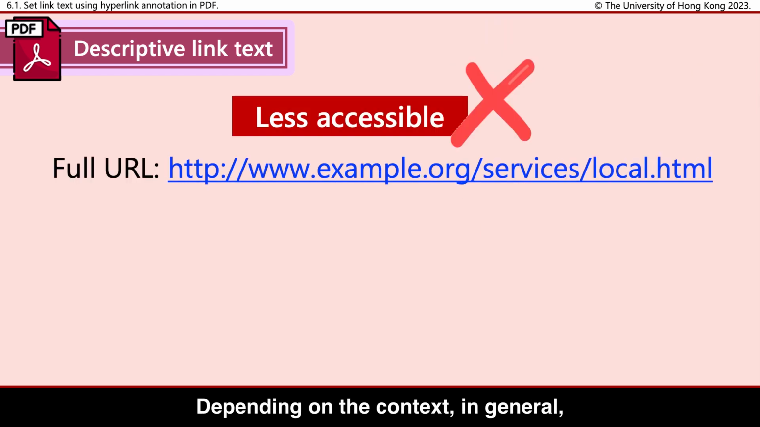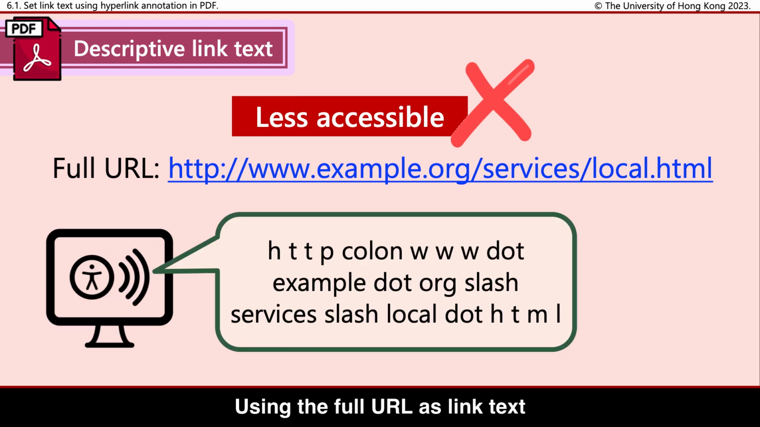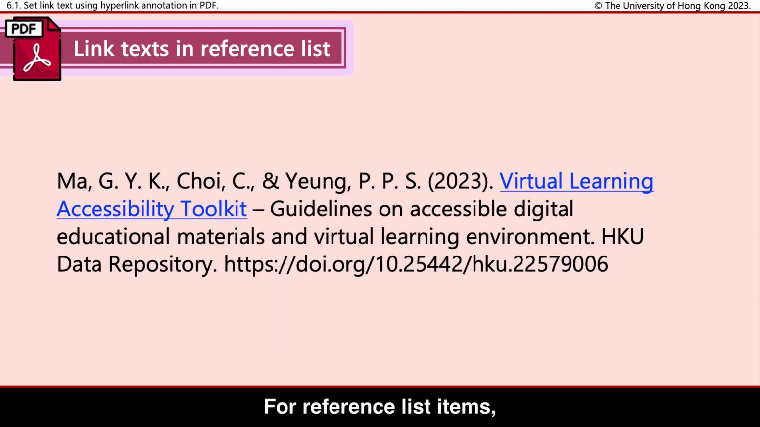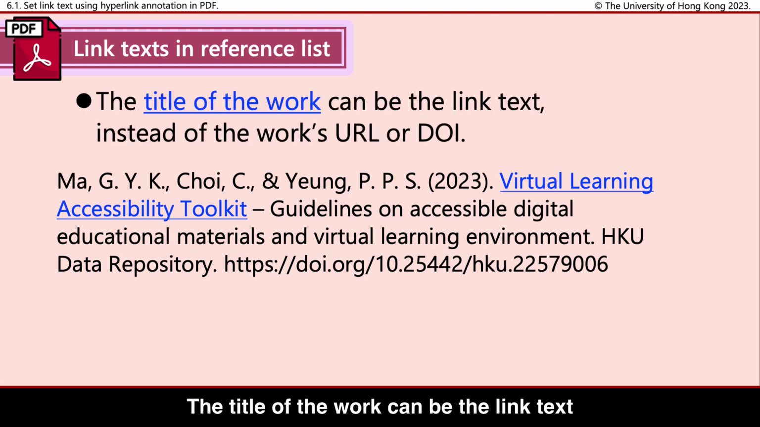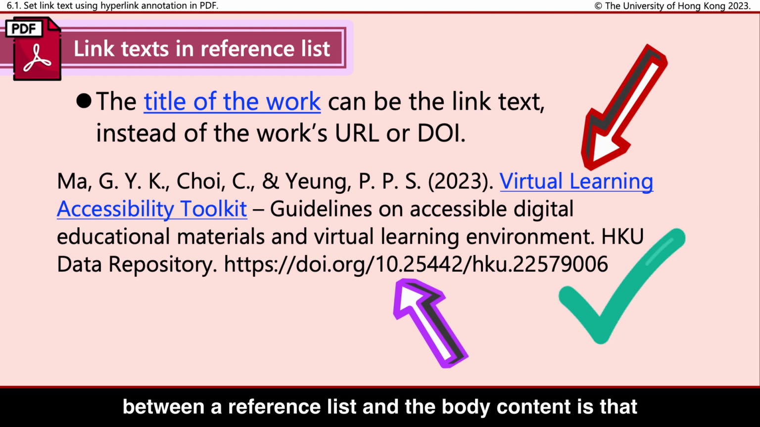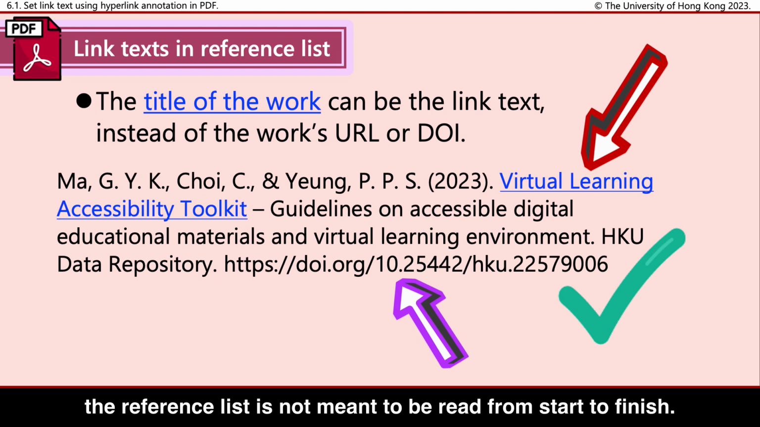Depending on the context, in general, do not embed the links using the full URL as the link text. Using the full URL as link text would make screen readers read aloud every single character of the URL, which can be confusing to the users. For reference list items, the work's URL, or DOI, may be retained for users' information. The title of the work can be the link text under these situations. The difference between a reference list and the body content is that the reference list is not meant to be read from start to finish.